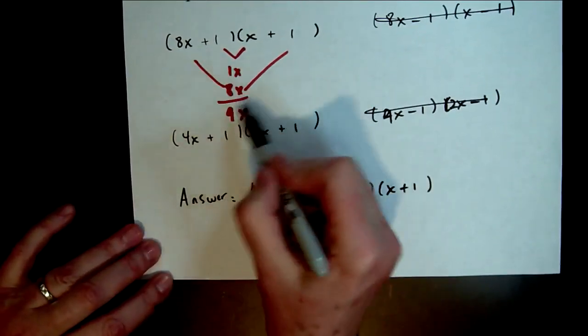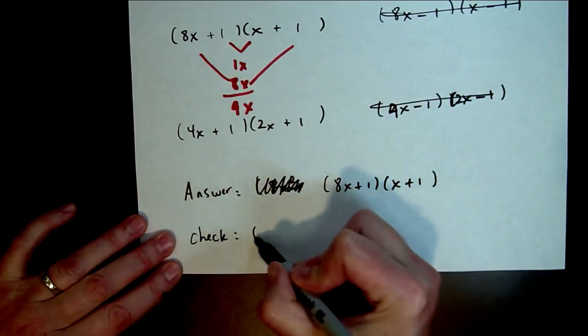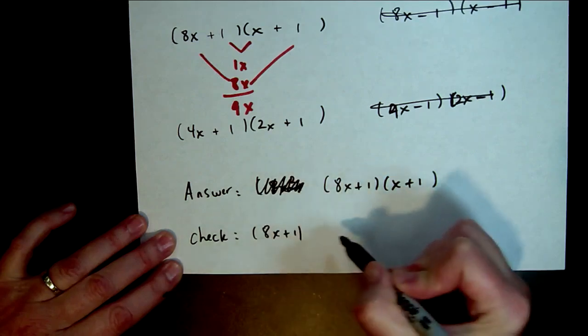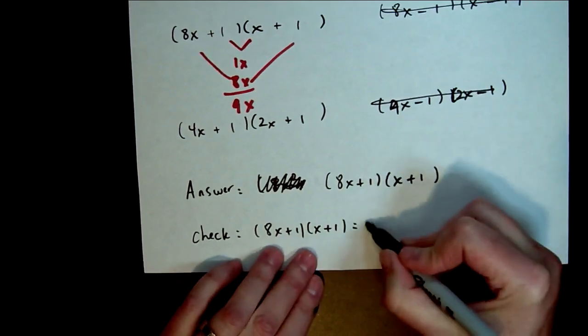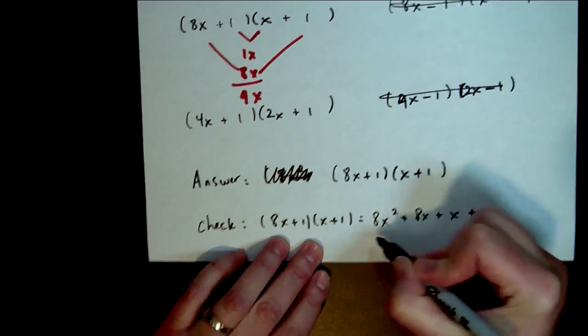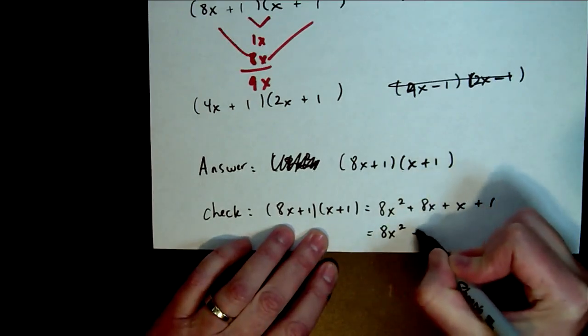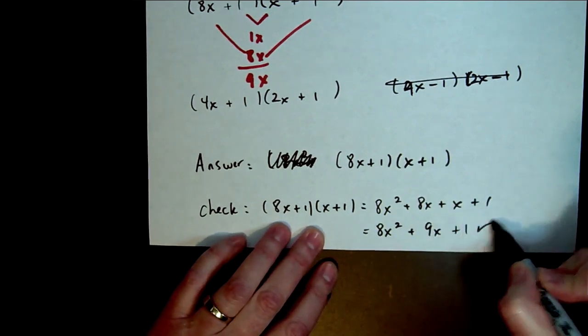And there's a little check built in here, but if I had time left over at the end of an exam, I would double check. I would actually FOIL this out. Let's see, I get 8x squared plus 8x plus x plus 1, and yep, sure enough, that gives me 8x squared plus 9x plus 1, which is what I want.